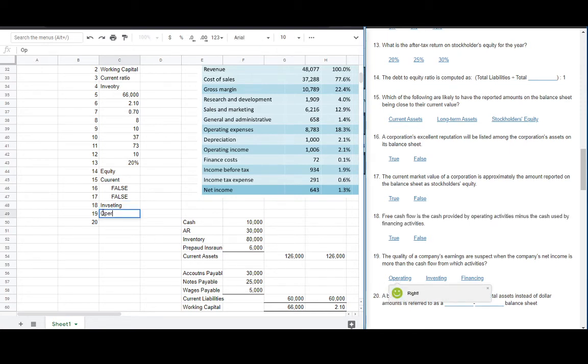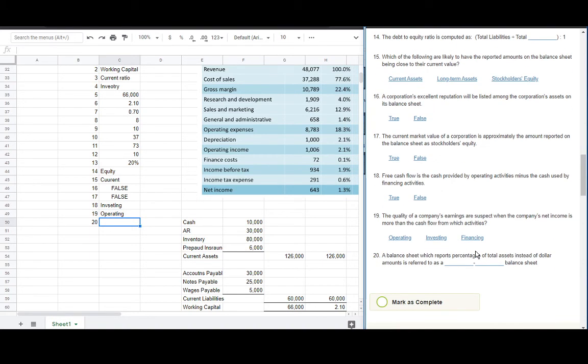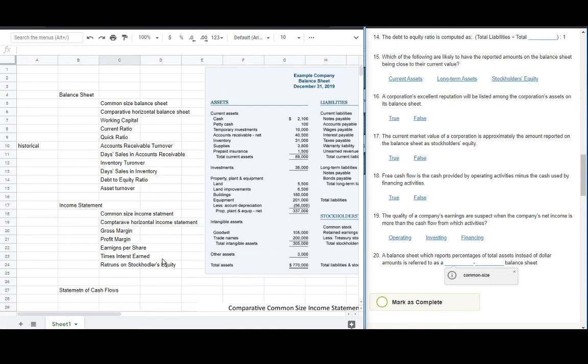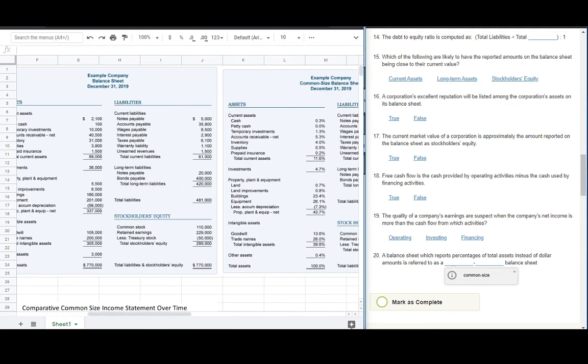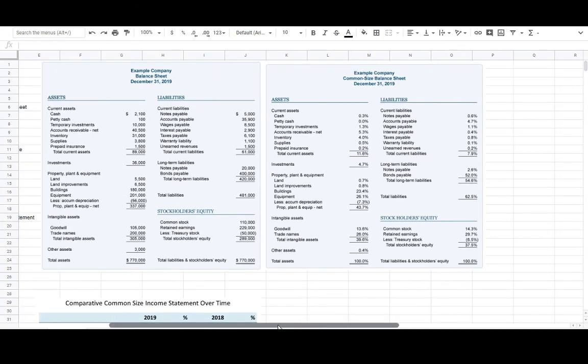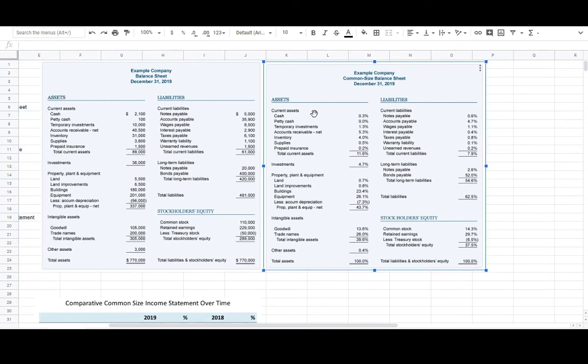And last, number 20. The balance sheet, which reports percentages of total assets instead of dollar amounts, is referred to as the common size balance sheet. So what is the common size balance sheet? It is a vertical analysis where we get the denominator, which is the total assets, and divide by a corresponding account. For example, let's maximize this, and we get the common size balance sheet here.